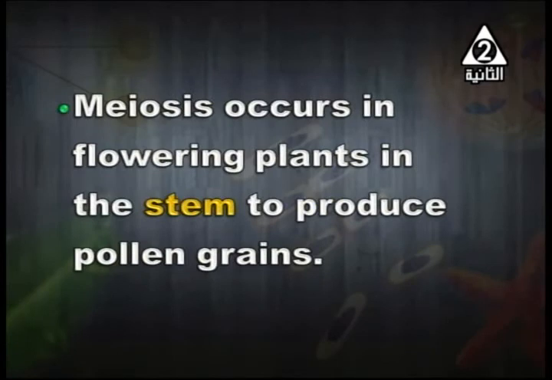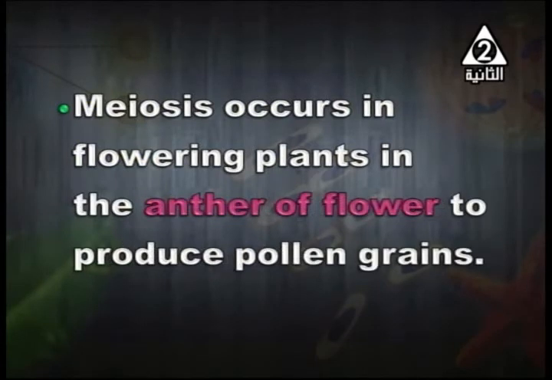Meiosis occurs in the flowering plants in the stem to produce pollen grains. Is the stem the source of the pollen grains? No, meiosis occurs in the flowering plants in the anther of the flower to produce the pollen grains. The anther of the flower is the reproductive organ which produces the pollen grains, which are the male gametes, and contain half the number of chromosomes as in the mother cell.